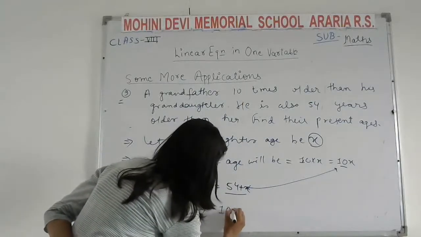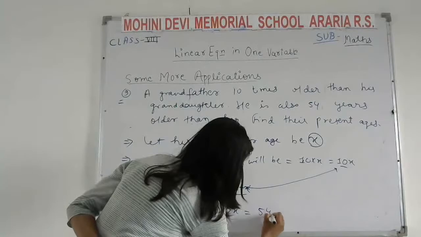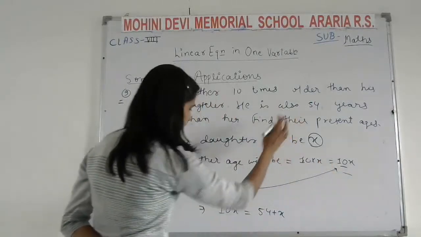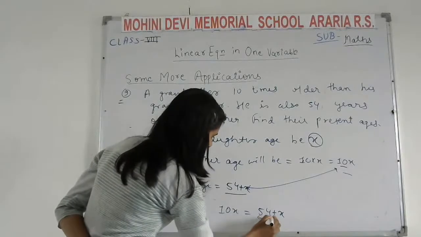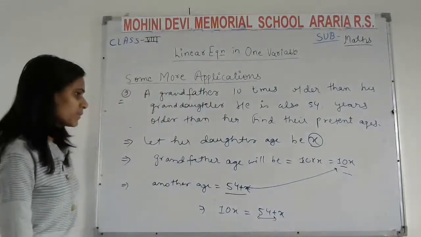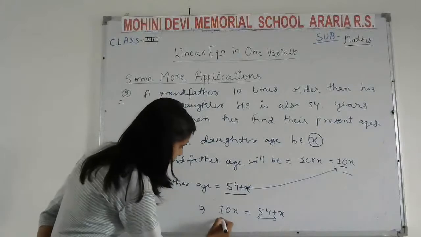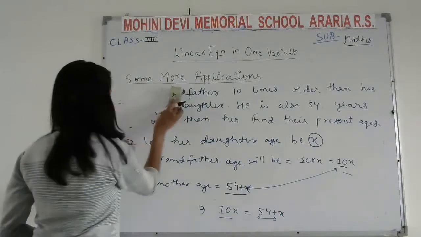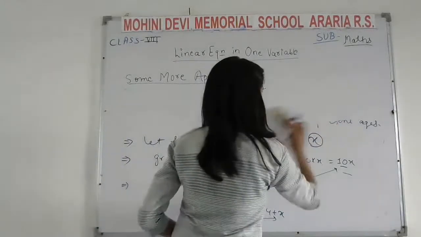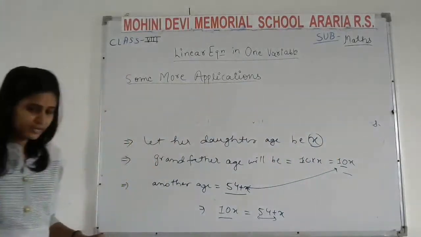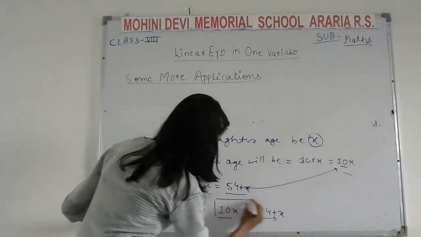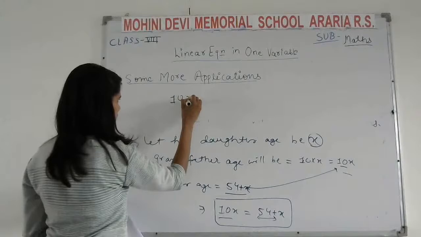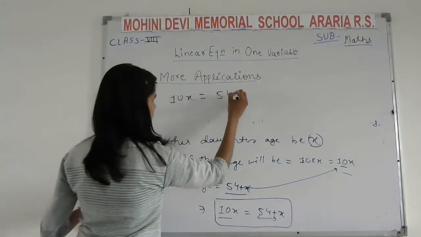So we can equate this: 10x is equal to 54 plus x. From the first statement we got 10x and from the second statement we got 54 plus x. But the grandfather's age will be the same in any case. So I have equated 10x is equal to 54 plus x. Now, eventually we get this equation. Our target was to form our mathematical equation. So we get it. Now we'll solve it.